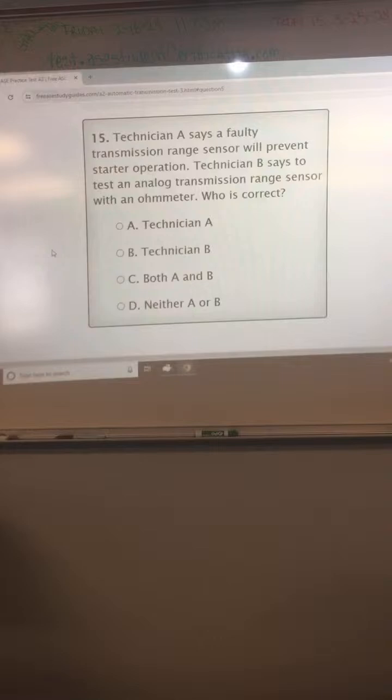Technician A says a faulty range sensor will prevent starter operation. Technician B says to test an analog transmission range sensor, use an ohm meter. What do you think? I think it's B. Everybody has to give me an answer on this one.